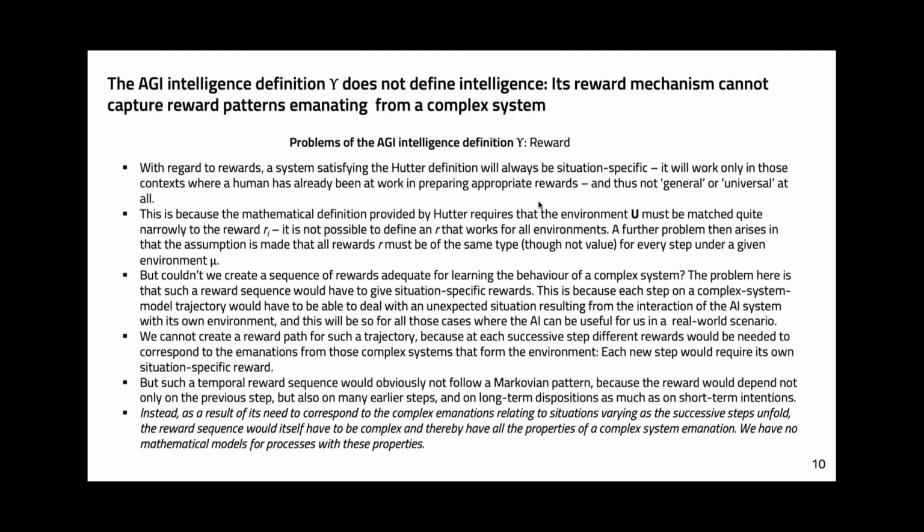So the reward, for example, that the machine receives for playing the game of Go are points. And the algorithm is trying to find a functional or an operator that maximizes the number of points. So it's just a derivative of a very long equation that you have to find. And that has nothing to do with universal or general intelligence. The reason is that the mathematical definition that Hutter provides for the environment mu must be matched by the reward. So it's not possible to find a reward that works for all environments.